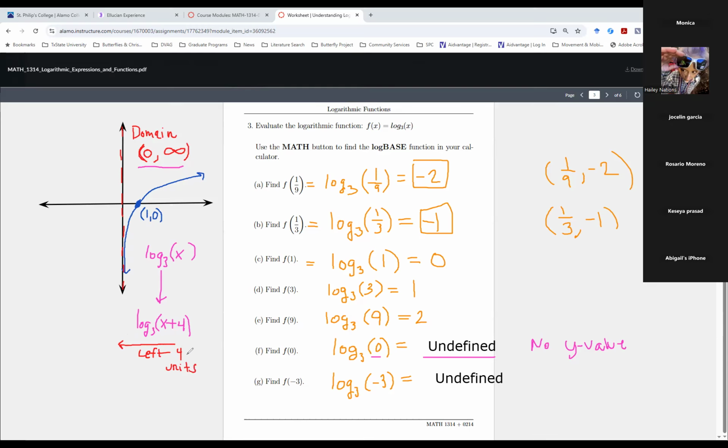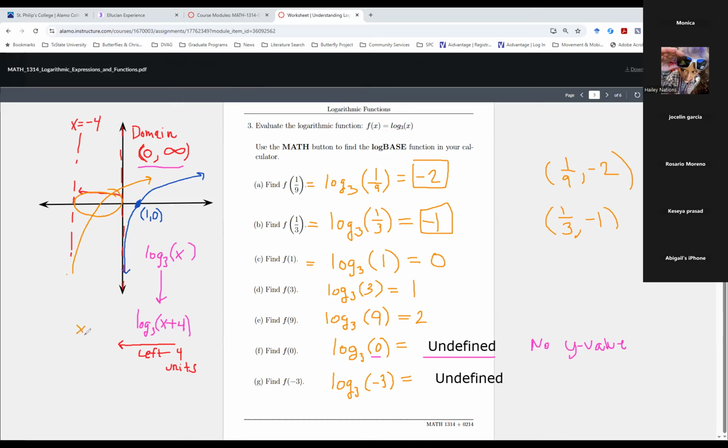If we shifted this entire graph over by 4 units, then the vertical asymptote moves to x equals -4, right? And that would mean that my graph would move to looking something like this, in which case the domain has changed, right? And now I can plug some of these negative numbers in.